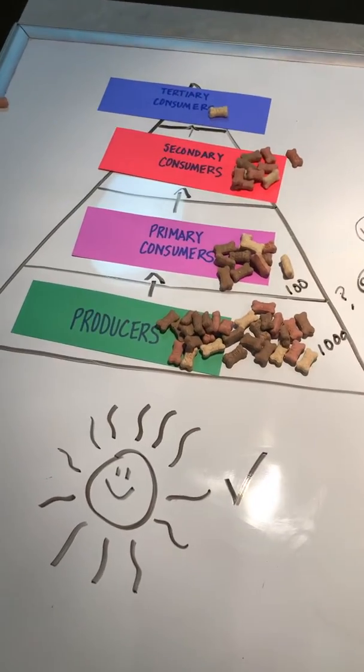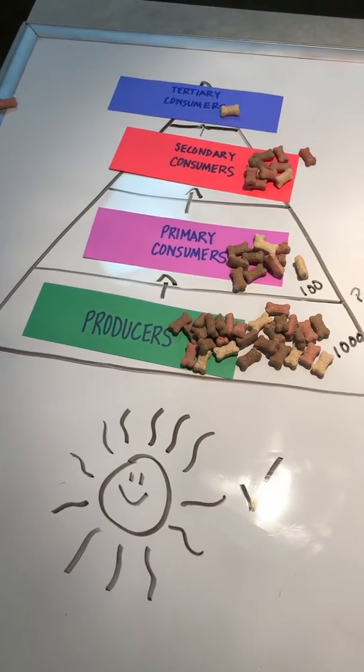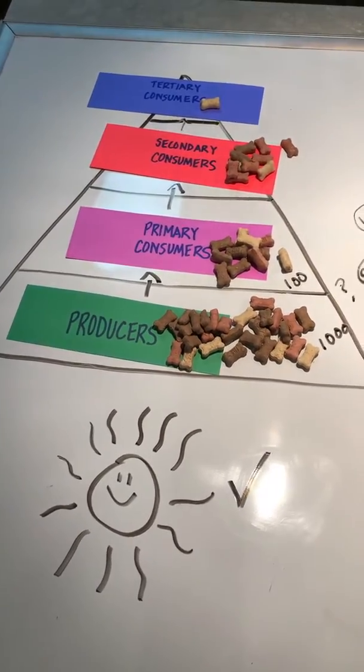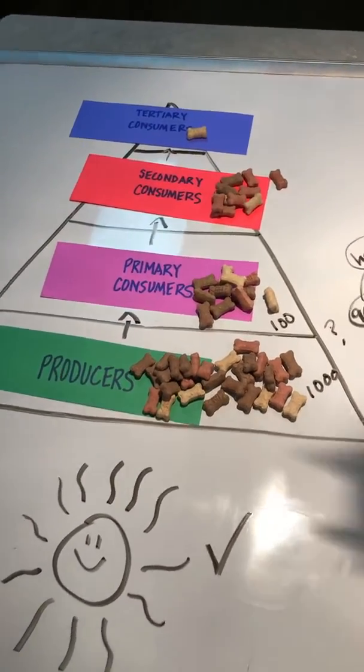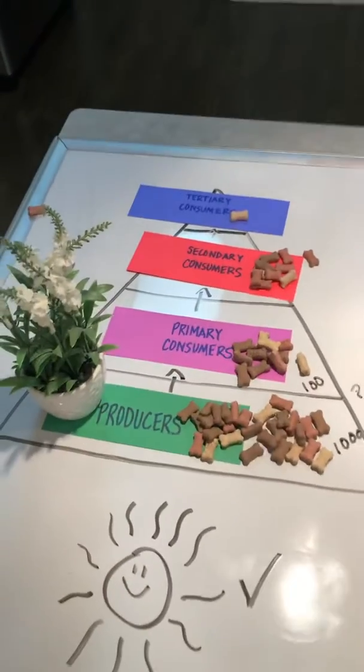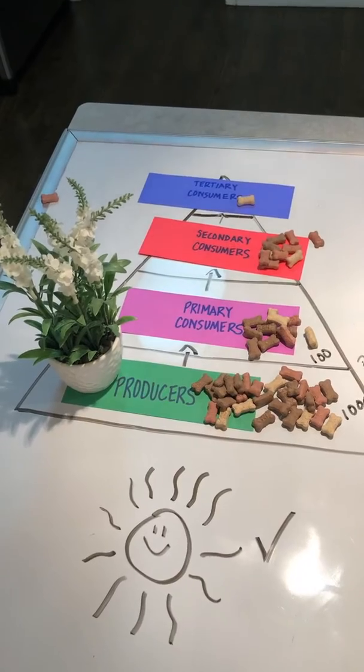Continue with our energy flow lesson. Now to continue with our energy flow lesson, let's talk about some examples. So here I have a plant. That would be our producer.